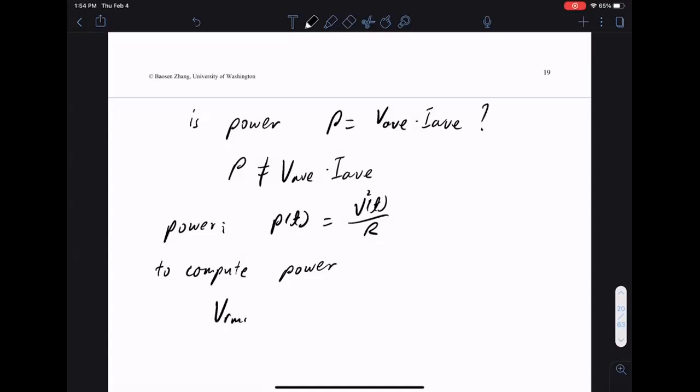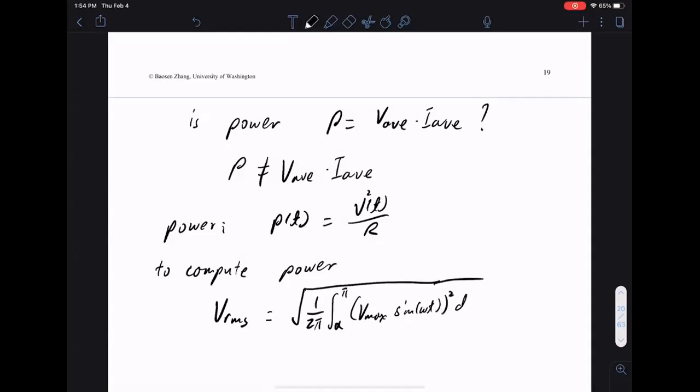we need to compute the RMS voltage. So instead of the average voltage, we care about the RMS voltage. This is again a very good name for the voltage. This is a root: you take the root, you take the mean, and you take the voltage squared. It literally describes how you write down the equation. So you do the root, then the mean, then the square of the voltage.